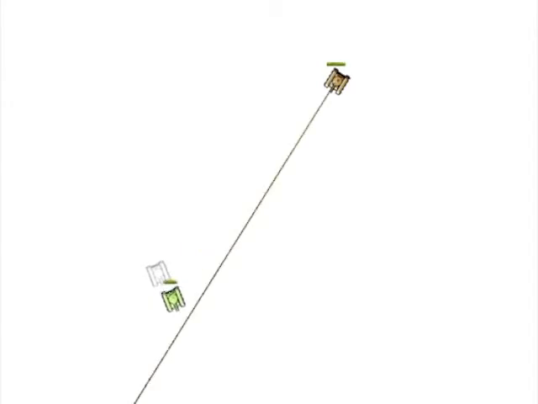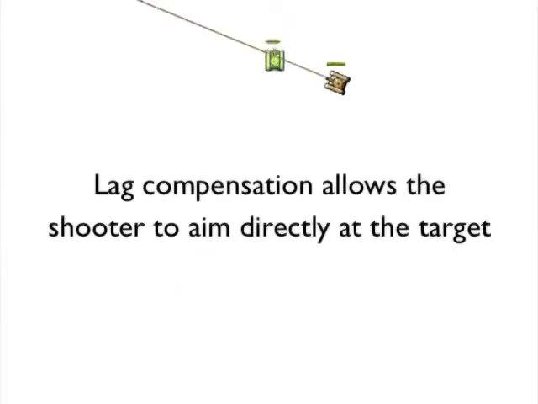order to hit it. Games, such as Half-Life, introduce the concept of lag compensation, which allows each player to see his own actions in real time and a lagged version of all remote players. This allows the shooter to aim directly at the target.